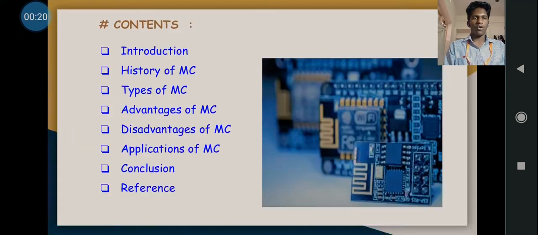So let us move to the contents. Today's agenda, or today's contents of the presentation, are the introduction of microcontrollers, the history of it, the types, advantages, disadvantages, applications, conclusion, and reference. In between these things we will find some specifications of some microcontrollers and the difference between microcontrollers and microprocessors. So let's start again.